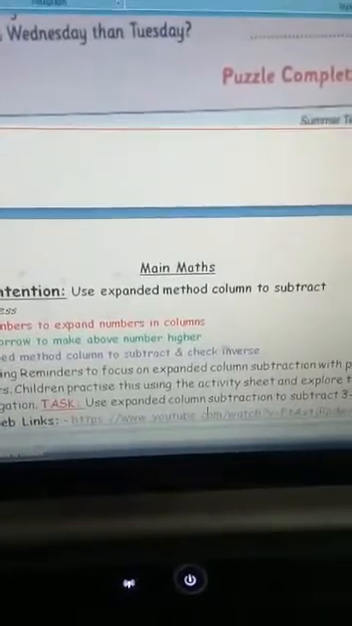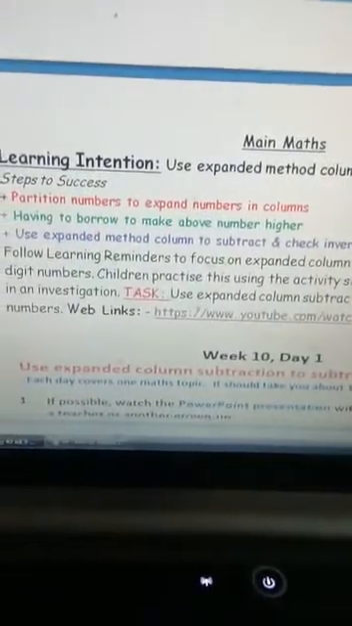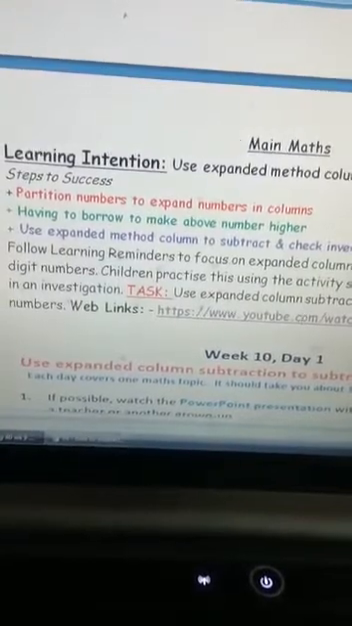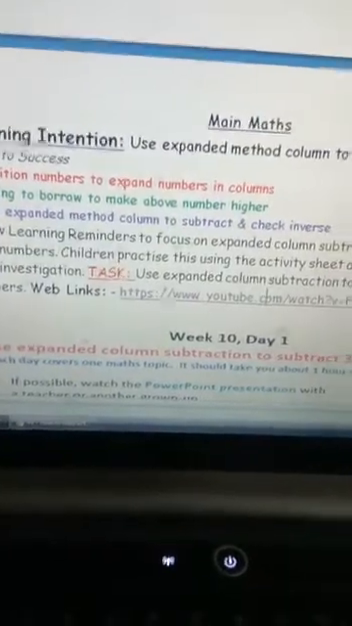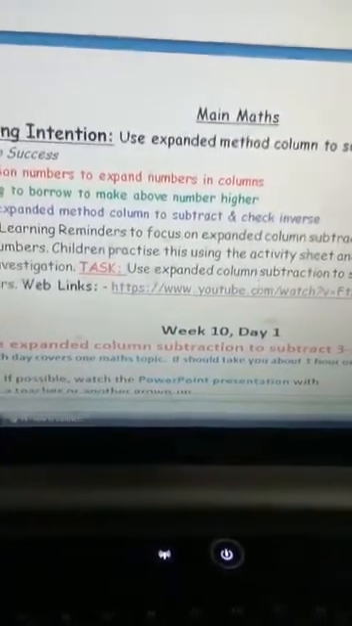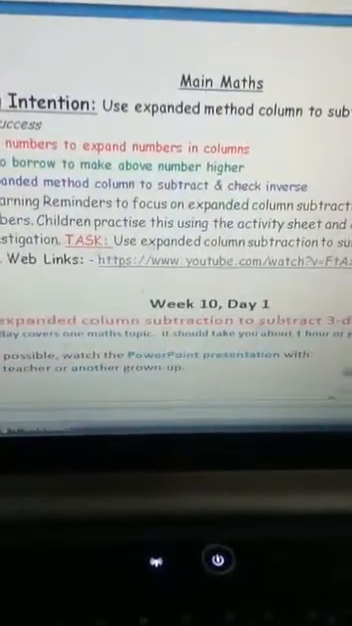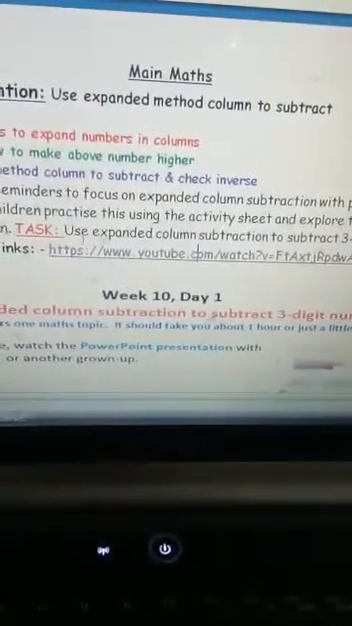Now the main maths, we're going to use the expanded method column subtraction. So we're going to partition numbers to expand numbers in columns, having to borrow to make the above number higher than the lower number, use an expanded method column work to subtract and check with the inverse. Now the inverse to subtraction is of course addition. So we've got a really good web link here that shows you how to use the expanded method. So we look at that.